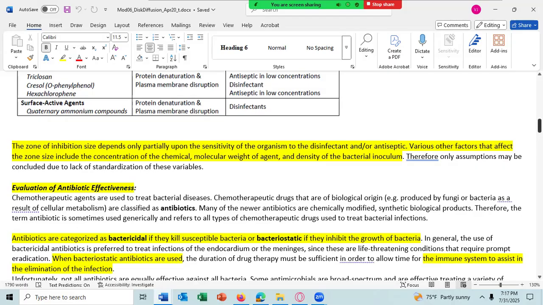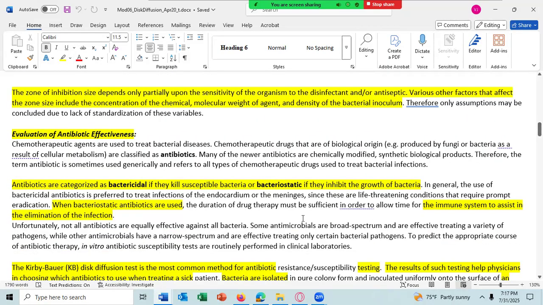because once you stop the bacteriostatic antibiotic, the bacteria which were inhibited can now grow. So if we use a bacteriostatic antibiotic, we're relying on the immune system to eliminate the infection. Any question about any of that?